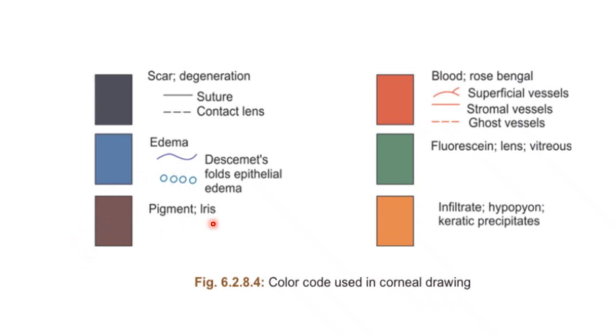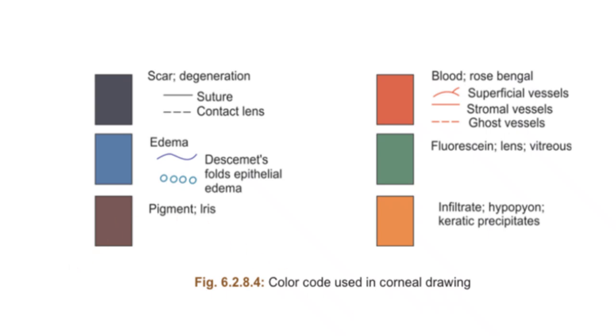Brown indicates pigment or iris. Some people also like to indicate the pupil in a brown circle. Red indicates blood, that is superficial vessels, stromal vessels, ghost vessels. It could also indicate rose Bengal staining used in herpes zoster. Green indicates fluorescein, often used in staining of ulcers or abrasions. The lens is green in color and the vitreous is also green in color. Now this is to be remembered. This is important. Yellow or sometimes orange may be used for infiltrate, hypopion, and keratic precipitates.